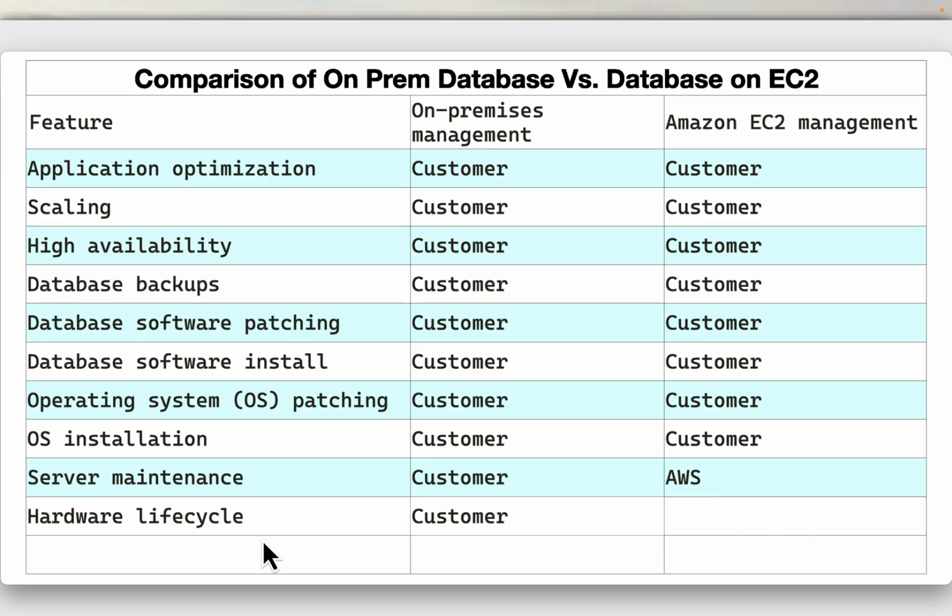And hardware lifecycle, because AWS owns the hardware, so they will take care of hardware lifecycle management, so you will not see any physical hardware. And server maintenance, the backend server maintenance. And then power, network and cooling, so that also comes to AWS. So you just have 3 benefits if you install on EC2.